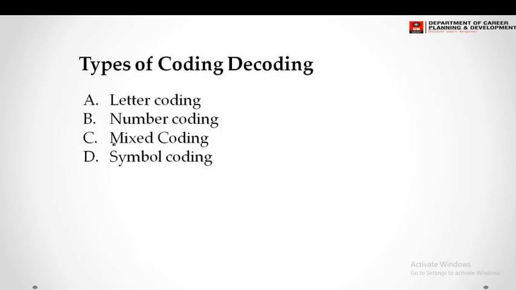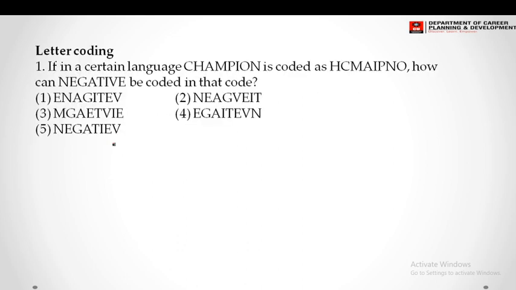So next we will start with the types of coding-decoding. The first type is letter coding, then number coding, and then mix coding and symbol coding. So we will start with questions. First we start with a question from letter coding. Letter coding contains only alphabets, or you can say letters.